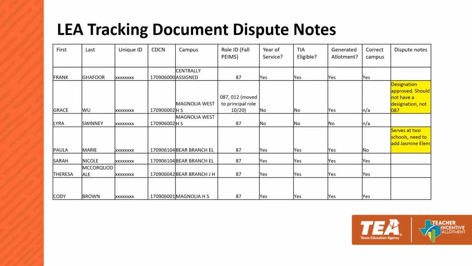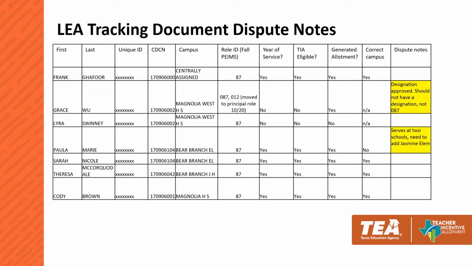So here's an example. We have kind of the same group of teachers. Notice that they are all TIA team members who have returned to teaching. So on your LEA tracking document, note we're comparing what we had originally with the SCOMS outcome. So it looks like we had a designation that was approved for a principal. They should not have a designation. They were not an 087. The person who was not eligible looks like they did not generate an allotment. Everything is just fine. They won't need to dispute that information.